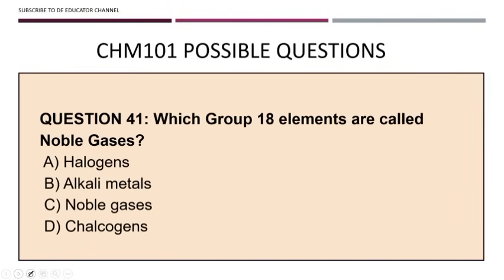41. Which group 18 elements are called noble gases? This kind of question, we get the answer: noble gases, group 18. When you hear group 18, just know it is the normal group 8 of your periodic table in secondary school. Please take note, the additional 10 is coming from the transition elements.